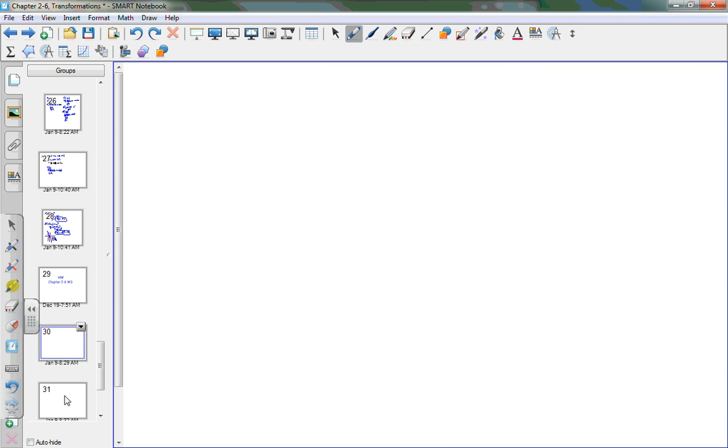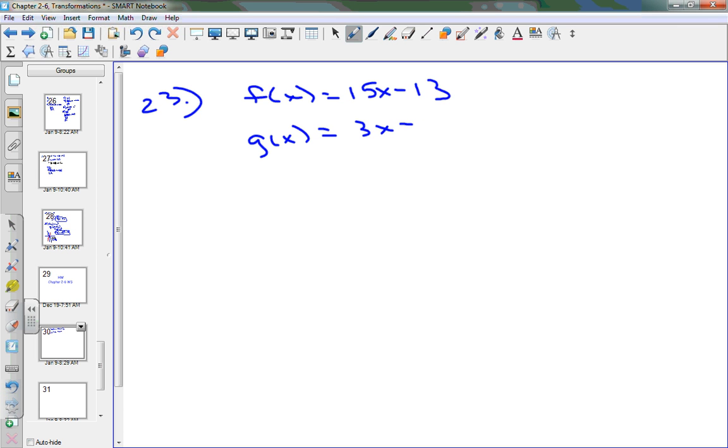Number 23. Describe the transformation of f of x that would produce g of x. So I have f of x is equal to 15x minus 13. G of x is equal to 3x minus 10. So how am I going from 15x to 3x? We're going to have 5. Compressed by not 5 because that's a whole number, but 1/5. So I compress by 1/5 because compression means a fraction.